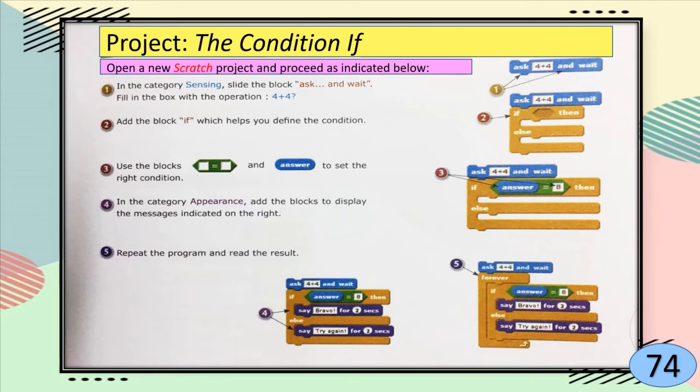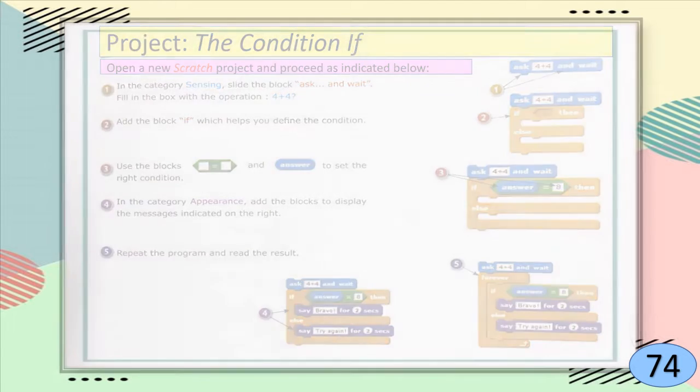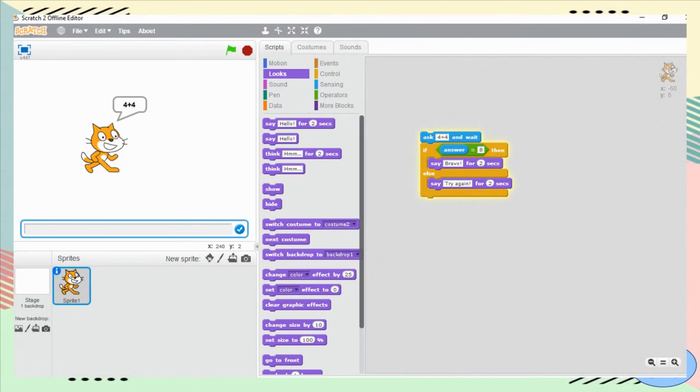Then number 2, add the block if, which helps you define the condition. The third one, use the blocks as you can see on the screen to set the right condition. The fourth one, in the category appearance, add the blocks to display the messages indicated on the right. And the fifth one is repeat the program and read the result.